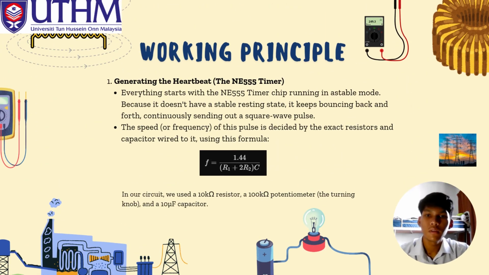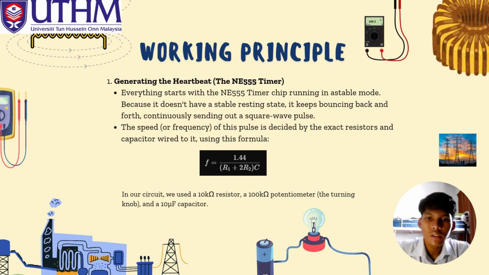For the working principle, first we have to generate the heartbeat, which is the NE555 timer. Everything starts with the NE555 timer chip running in astable mode. Because it doesn't have a stable resting state, it keeps bouncing back and forth, continuously sending out a square wave pulse. The speed or frequency of this pulse is decided by the exact resistor and capacitor wired to it, using this formula: F equals 1.44 over (R1 plus 2R2) times C.